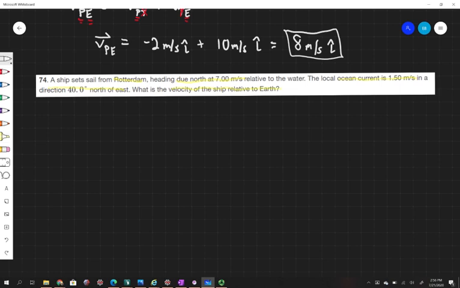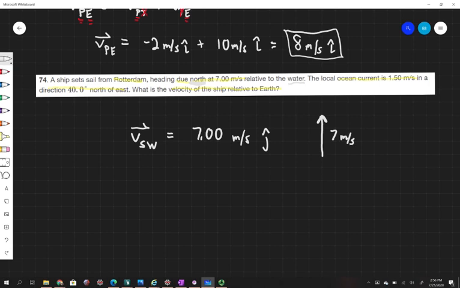Okay, so I'm given these numbers. Let's write down what these numbers actually mean. I have the velocity of the ship, but that's relative to the water. So we're going to say ship relative to water is the velocity, and that's going to be 7.00 meters per second. I'm traveling due north, so I'm going to assume that that's entirely in the j hat direction. So this is my velocity. I'm going entirely north in the j hat direction, 7 meters per second.